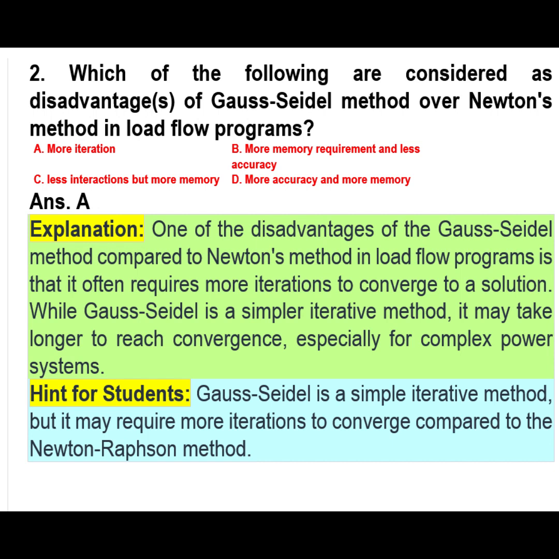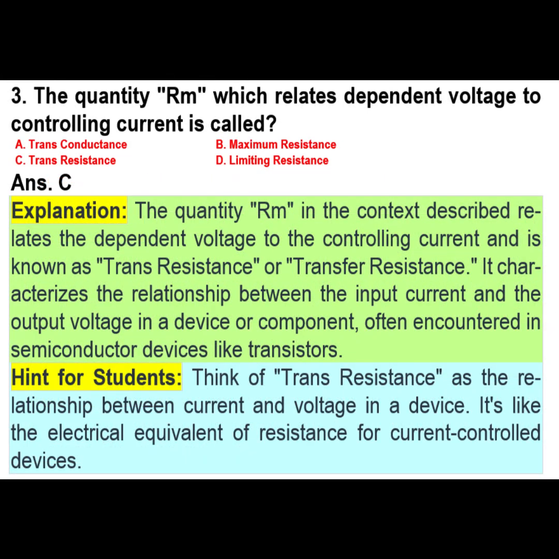Hint for students: Gauss-Seidel is a simple iterative method, but it may require more iterations to converge compared to the Newton-Raphson method. 3. The quantity Rm which relates dependent voltage to controlling current is called.